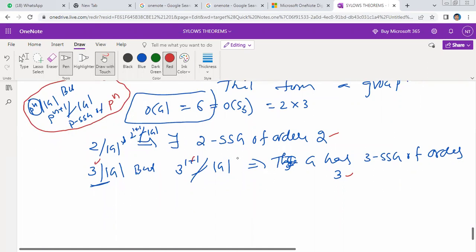Now my goal is to find the 2-Sylow subgroups and the 3-Sylow subgroups, the number of 2-Sylow subgroups and the number of 3-Sylow subgroups.